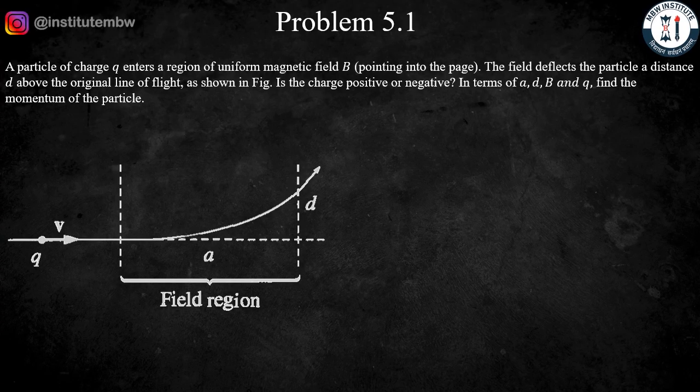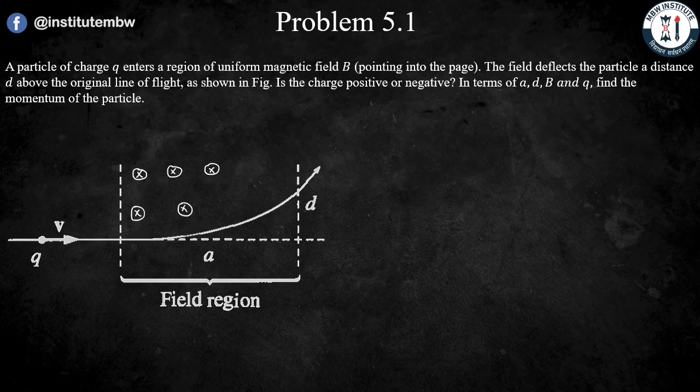A particle of charge Q enters a region of uniform magnetic field B pointing into the page. So the magnetic field is pointing into the page, and we represent the magnetic field by a cross sign. If the magnetic field points into the page, then it can be represented by a cross sign.